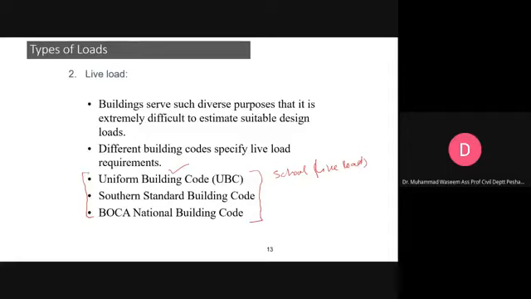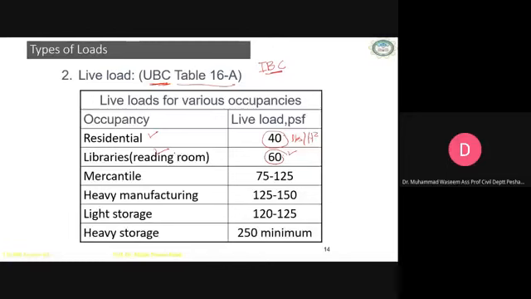For example, let's refer to the UPC code. In the UPC code, you have the types of buildings and the live load in pounds per square feet. You can consult table number 16A, but you should now consult IBC, because this is obsolete now. So for a residential building, the live load is 40 pounds per square feet. For a library, it is 60. For heavy storage, the minimum is 50 pounds per square feet. When you design your building, you have to take the live loads, and these live loads come from the codes.